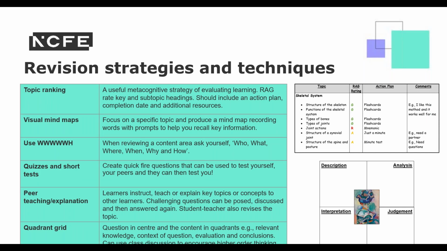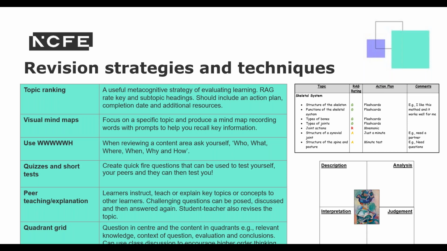Peer teaching explanation. A large body of evidence shows that peer explanation benefits students' learning. In short, peer teaching or explanation occurs when students, by design, teach or explain key concepts or topics to other students. Student teachers enhance their own depth of knowledge in the topic of instructing others.